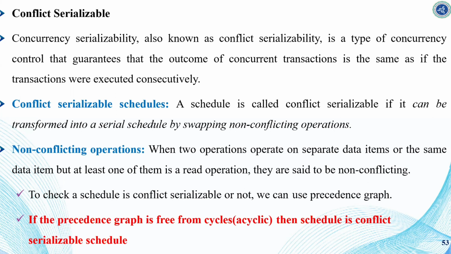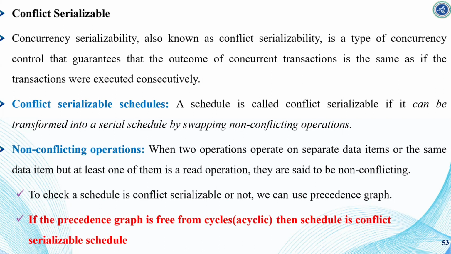Okay, a schedule is called conflict serializable, this is a definition, this is very important, if it can be transformed into a serial schedule by swapping some of the non-conflicting operations. So if you are able to swap the non-conflicting operations and then make a serial schedule, then it is called a conflict serializable schedule.